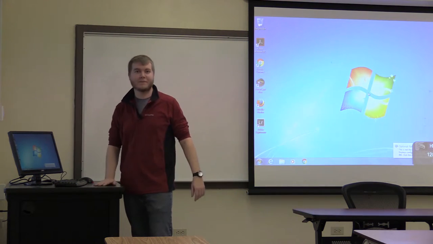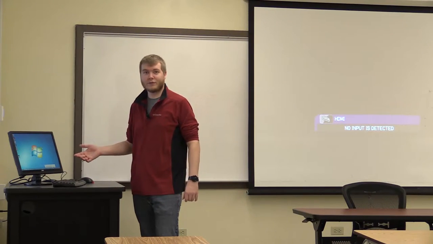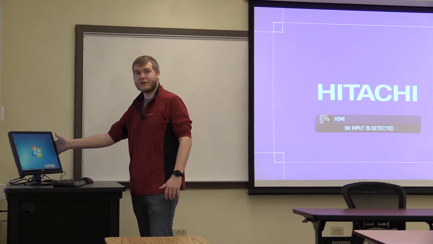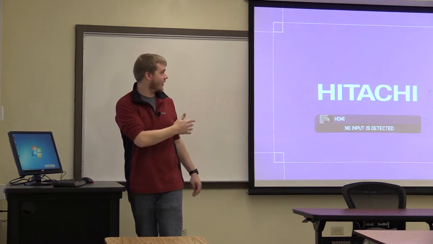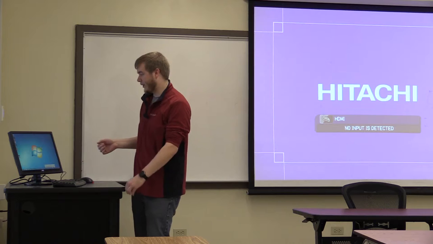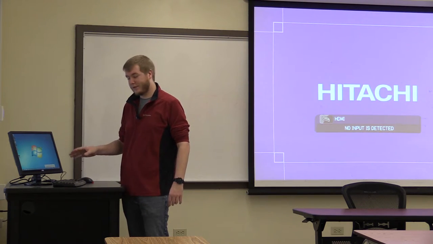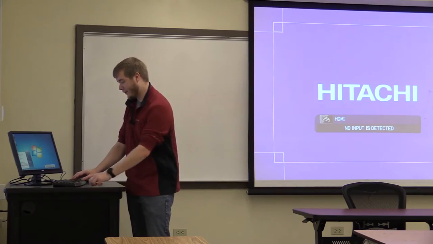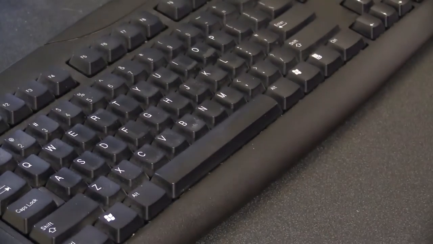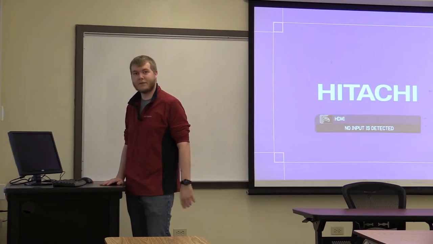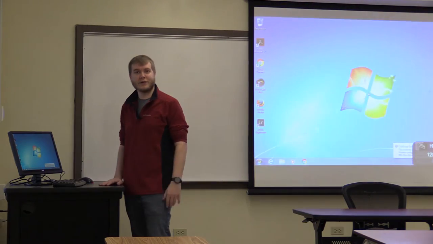and your main screen. If you come into the classroom and you see that you only have video on the computer monitor, but you have no video on the projector, it's most likely because it's only set to show on one screen. You can fix that by simply pressing the Windows key and P, and you'll get this dialog box where you can then click duplicate, and now you should have video on both screens.